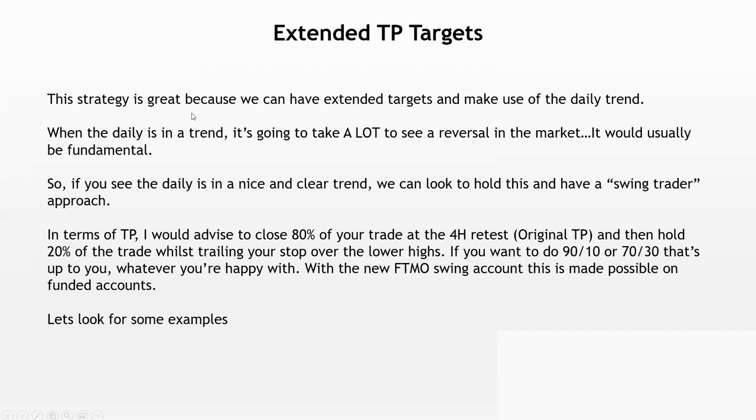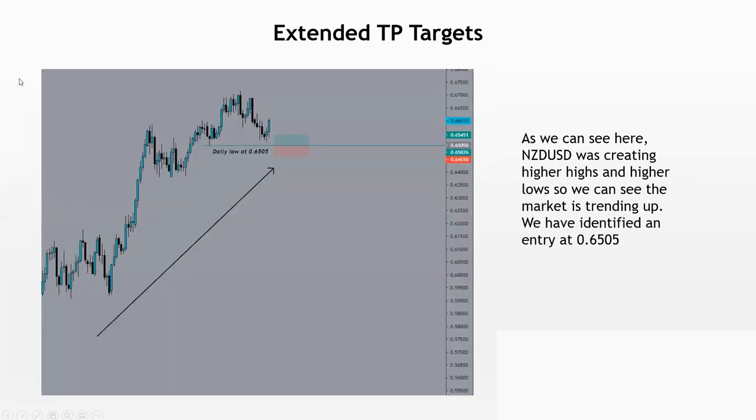I'll go over that in a minute. But let's look for some examples, guys. So we see that the daily is in a nice uptrend here on NZD US dollar. You can see, guys, that the market is clearly trending up. And we've identified a previous higher low within the market that is yet to be retested. Okay, so that daily low is at 0.6505. So because of that, that's landed on the buffer anyway. So we are happy to take this trade.